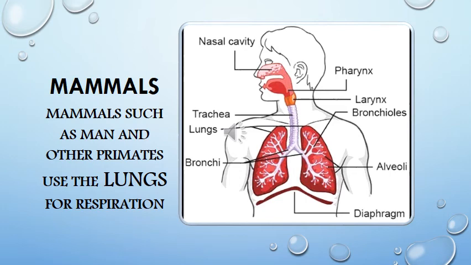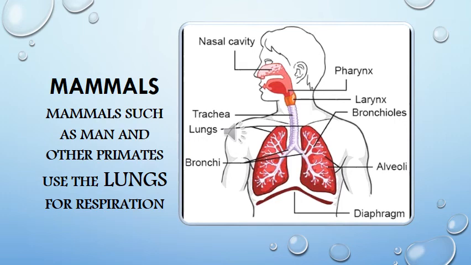Now, in fishes and tadpoles, these organisms use their gills. Most organisms in the aquatic habitat use gills as their organ of respiration, and it is common in fishes and in tadpoles. However, mammals and most primates use the lungs.